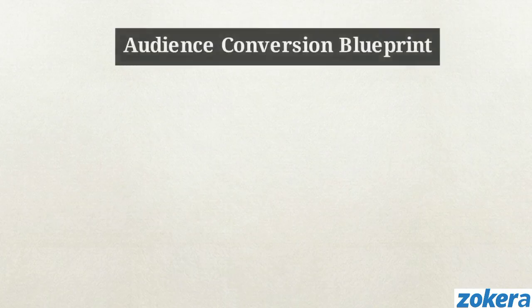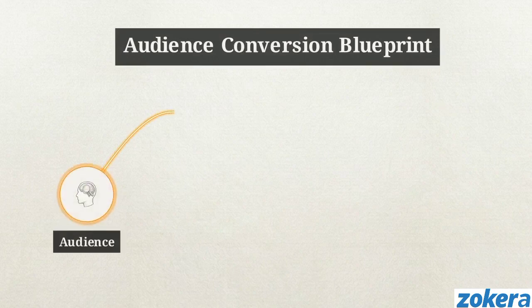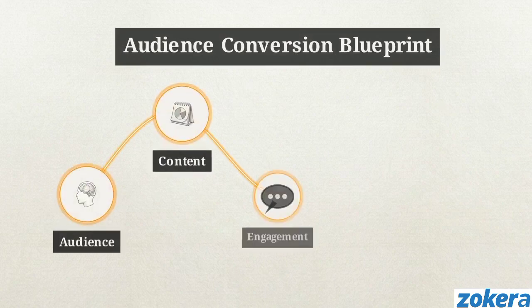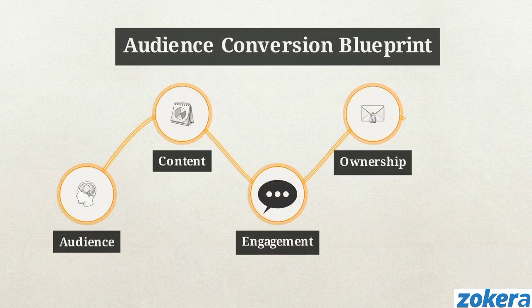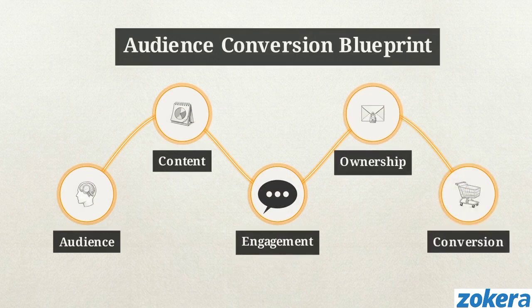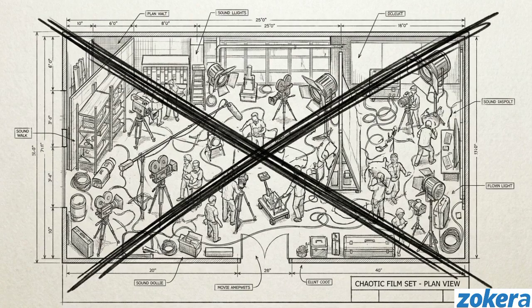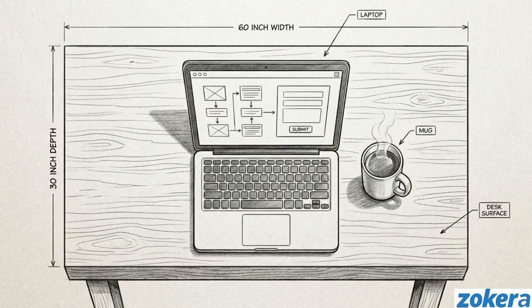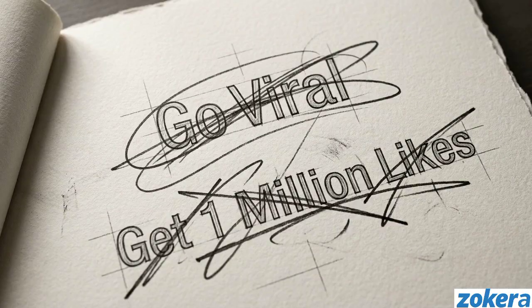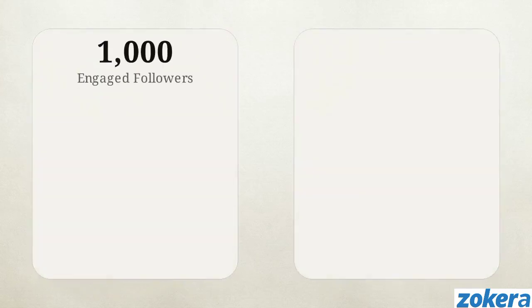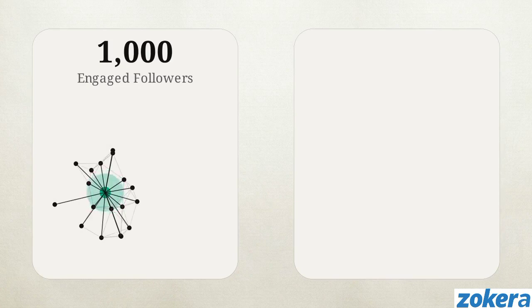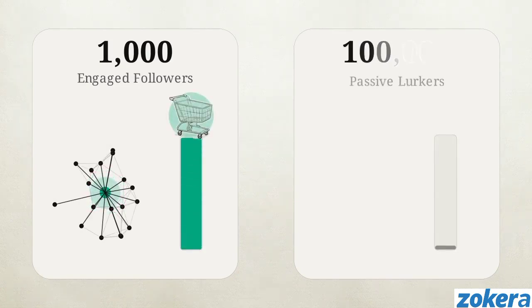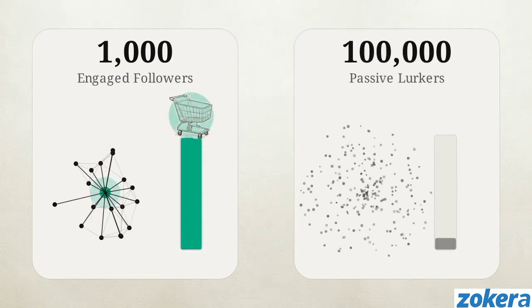To turn casual scrollers into paying customers, we can follow a specific 5-step audience conversion blueprint designed to systematically build trust and capture real attention. You don't need a massive production team to execute this. All you need to start is an active social media profile and a free tool to collect emails or host a community. We are going to ignore the pursuit of viral scale entirely. A tight-knit base of 1,000 engaged followers will consistently generate more revenue than 100,000 passive lurkers who never interact.